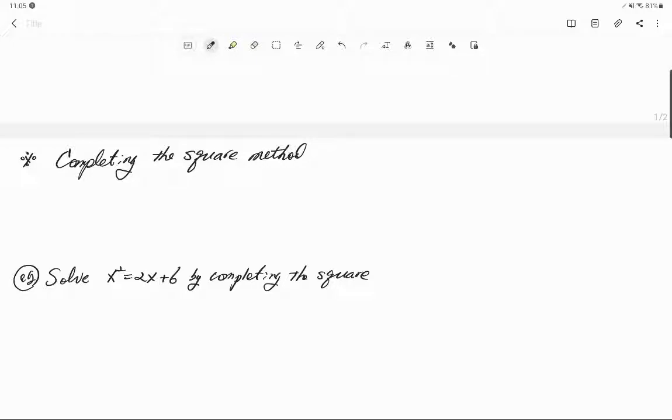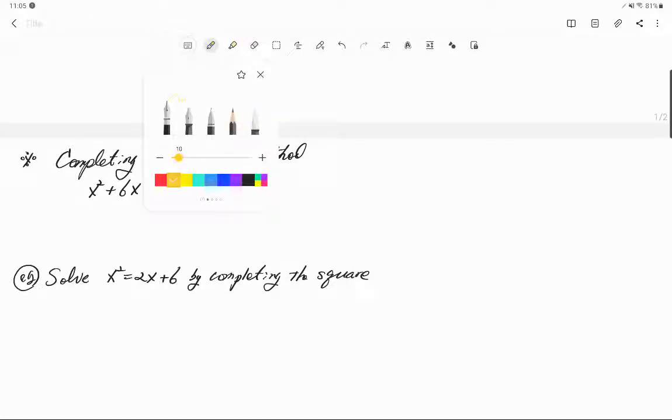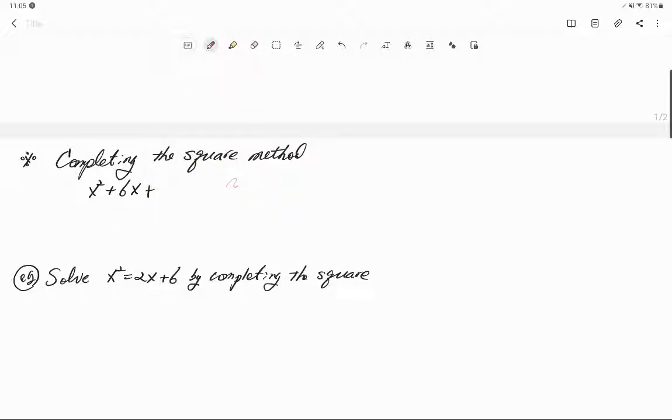Okay, the next method is the completing the square method. This is also a very useful method. Let's say there is a quadratic expression like x squared plus 6x. So we have two terms: one is x squared and the other one is the x term. Then we can add a number so that this will be a perfect square. Perfect square means something squared, x plus something squared.